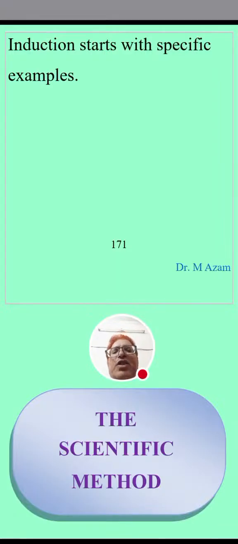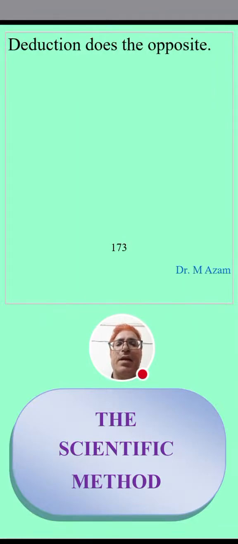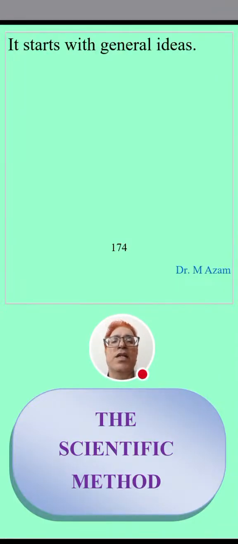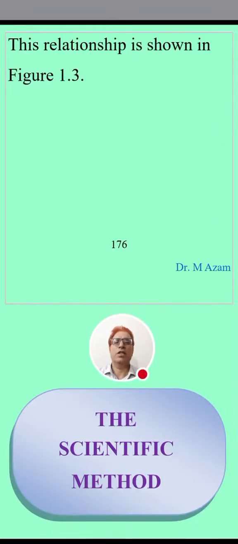Induction starts with specific examples. It uses them to form general ideas or hypotheses. Deduction does the opposite. It starts with general ideas. It uses them to create specific predictions. This relationship is shown in figure 1.3.